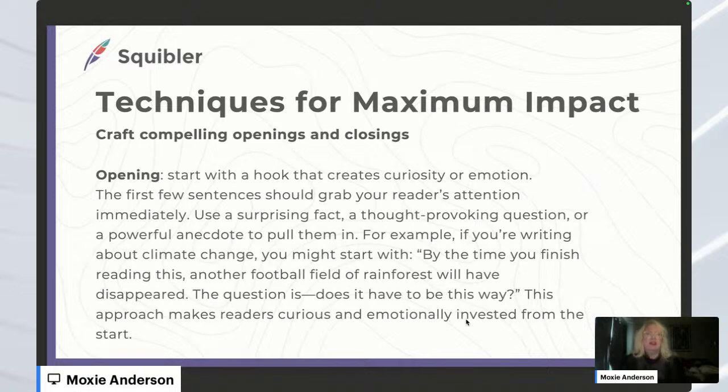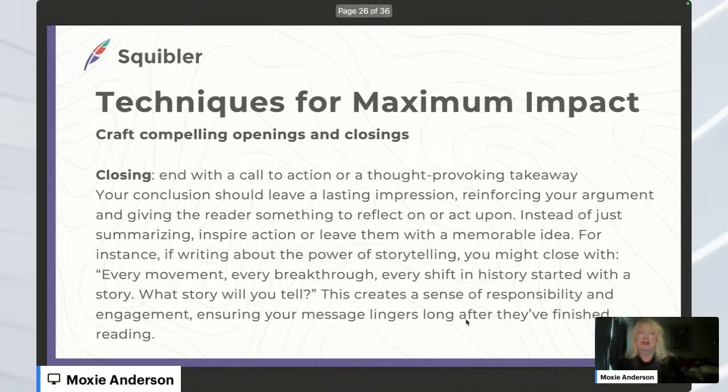With something like climate change, you might start with, by the time you finish reading this, another football field of rainforest will have disappeared. The question is, does it have to be this way? This is thought-provoking. This approach is going to make readers curious and emotionally invested from the start.